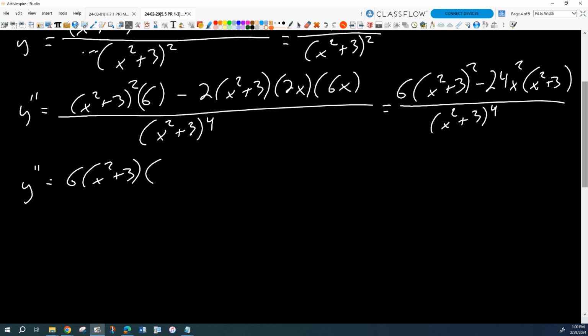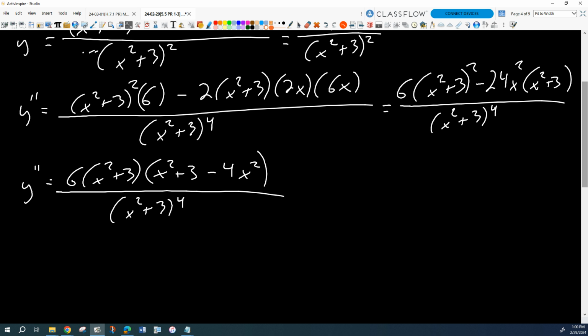Leaving behind x squared plus 3 minus 4x squared, there you go, divided by that. But we could do a little cancellation here, right? That would come through. Good. And we could combine some like terms there, and we got this cleaned up pretty well, don't we?